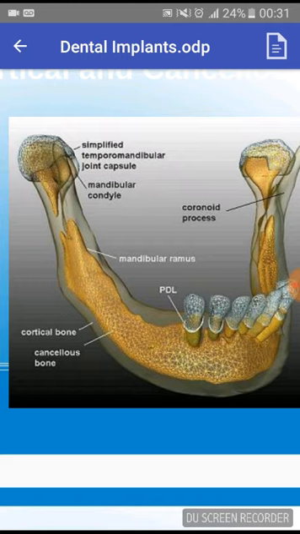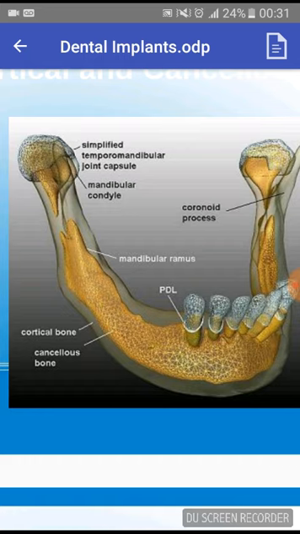The alveolar bone proper fuses with the cortical bone of the alveolar process to produce the alveolar crest. So the ABP fuses with the cortical bone of the AP to produce the alveolar crest. Note well, in a healthy person, the alveolar crest is 1 to 2 millimeters below the cementoenamel junction.